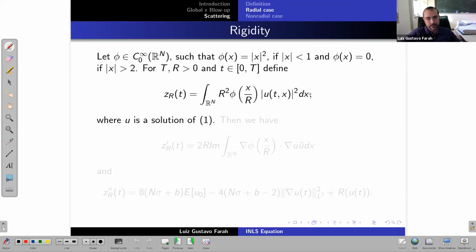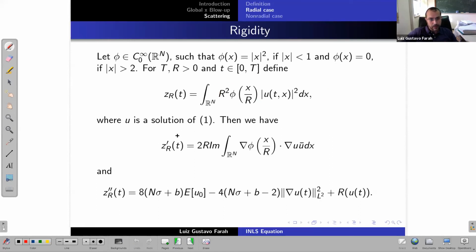So instead of considering x, modulus of x to the power 2, we modify this function by this, right? And then we still have a good relation here. We can take the first derivative and also the second derivative. This is the quantity that we have if we take phi to be exactly modulus of x to the power 2.